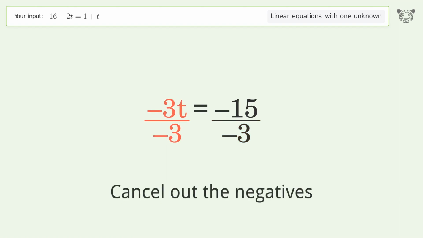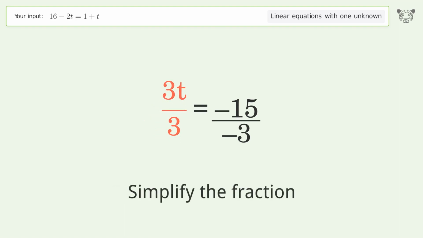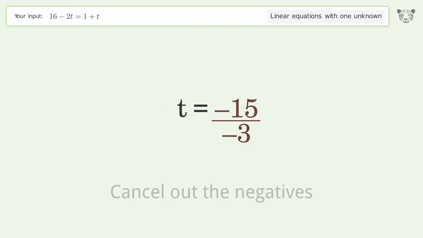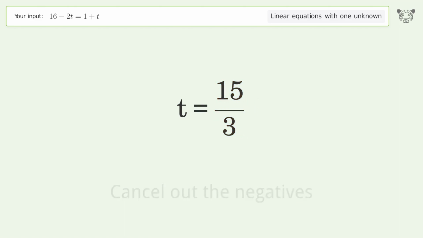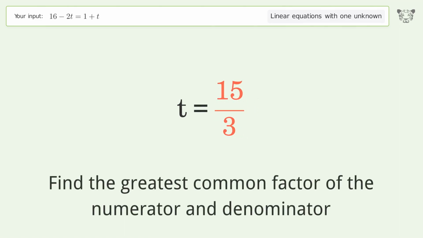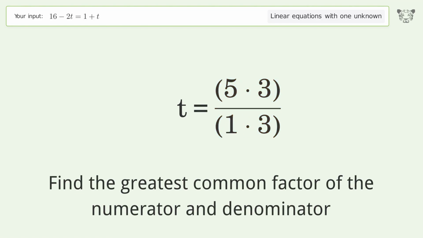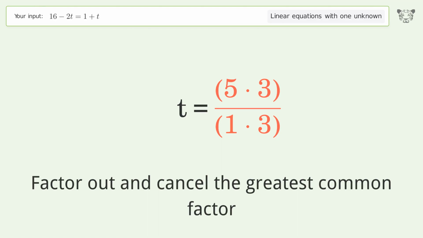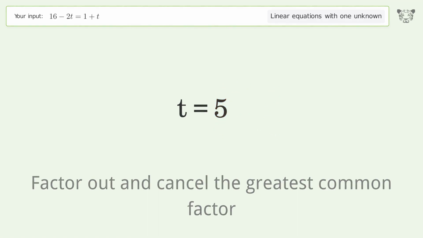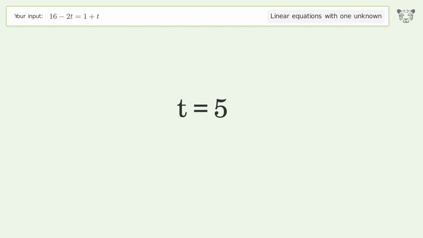Cancel out the negatives. Simplify the fraction. Cancel out the negatives. Find the greatest common factor of the numerator and denominator. Factor out and cancel the greatest common factor. And so the final result is t equals 5.